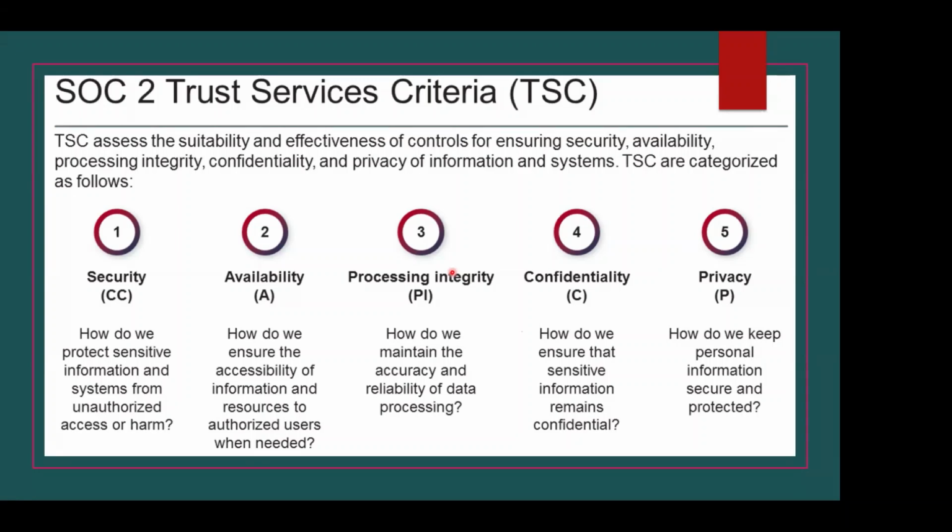The third one is processing integrity, which is also called PI. This is not PII, this is basically an abbreviation of processing integrity, which means how we can maintain accuracy and reliability of data processing. Number 4 is confidentiality, how we can ensure our information remains confidential. And last but not the least is your privacy, how we can secure our personal information.